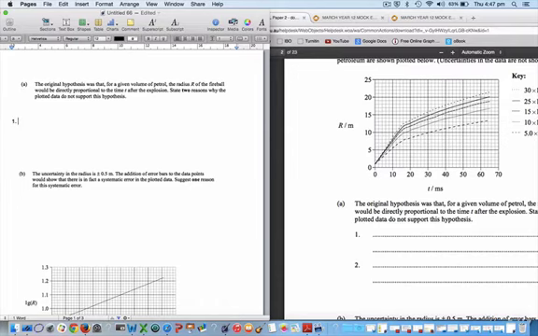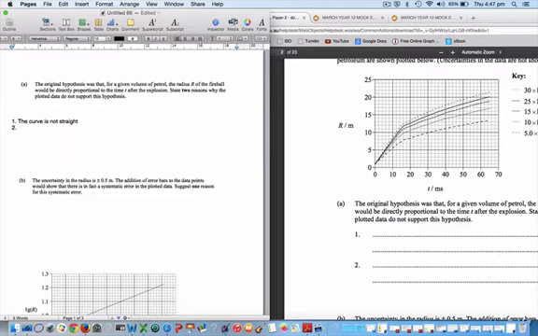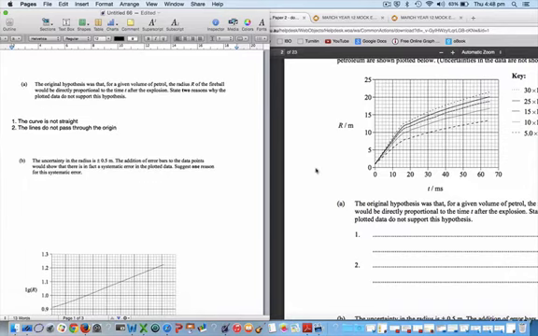The 2 things that you need to know for direct proportionality are that the curve is not straight, and so that doesn't support the hypothesis that there's direct proportionality. In order for things to be directly proportional, you need a straight line graph. And the second thing is the lines do not pass through the origin. And so because they don't pass through the origin, they're not directly proportional.